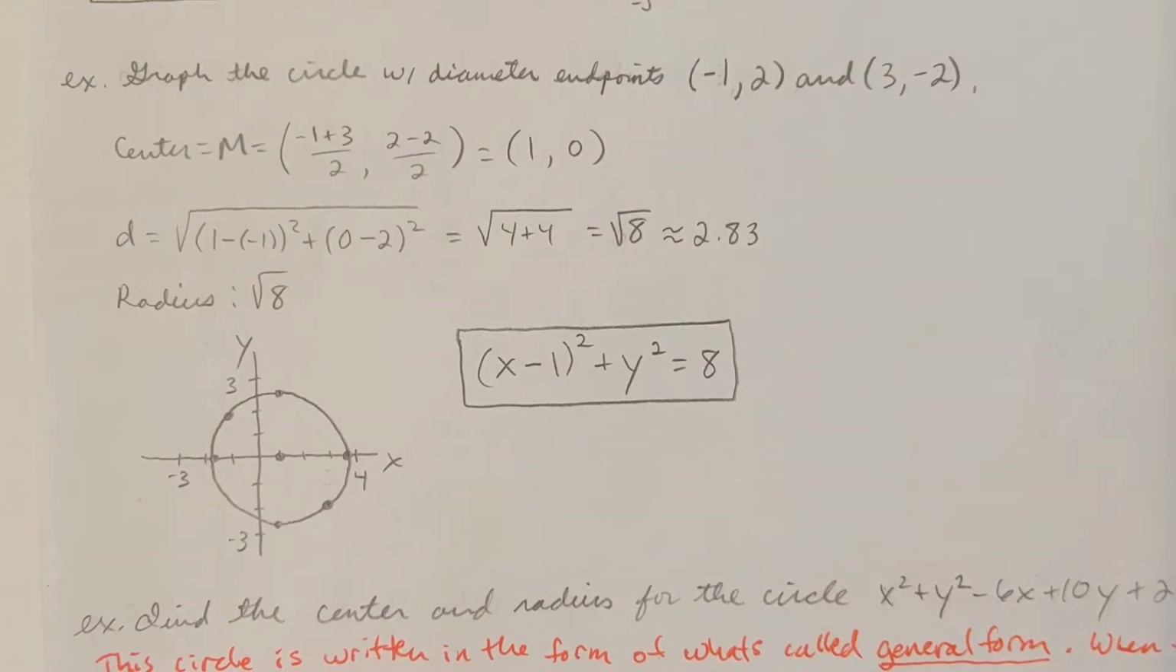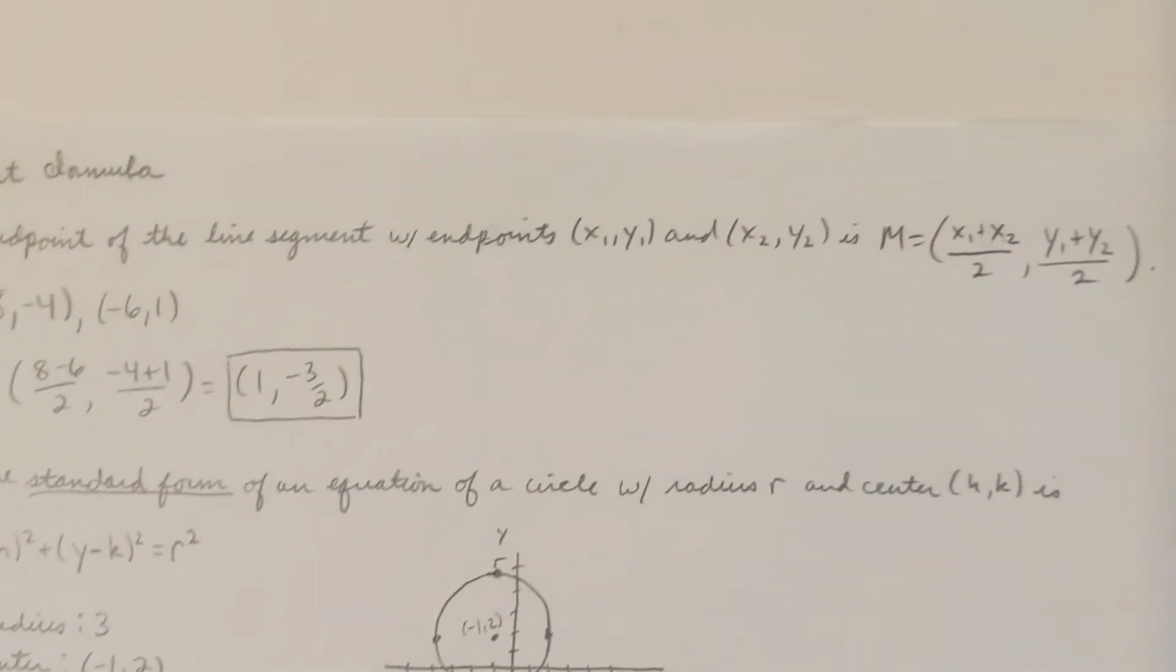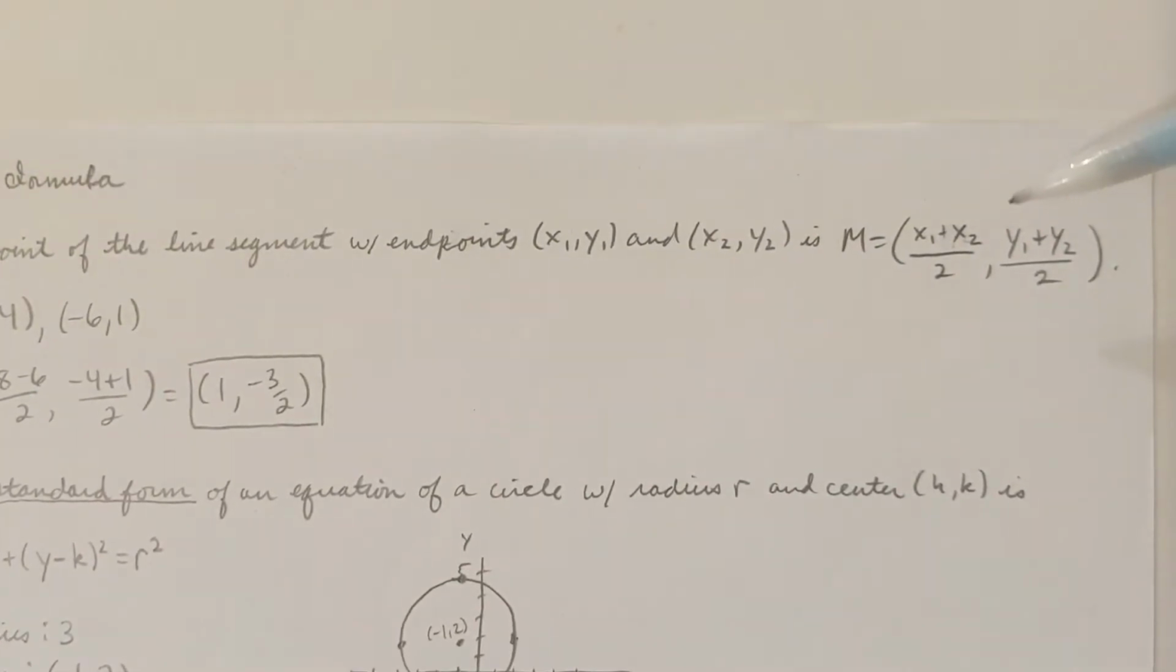Okay, we'll look at the graph of a circle with diameter endpoints (-1, 2) and (3, -2). Of course, we need to know the center and the radius of the circle first. These are diameter endpoints, so the center is just the midpoint. Remember the midpoint formula: (x1 + x2)/2, (y1 + y2)/2.